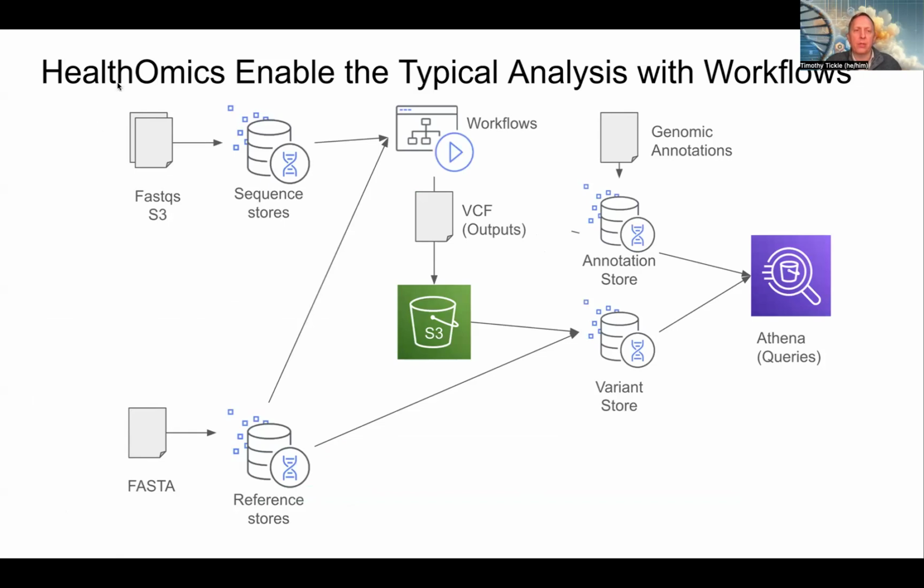Firstly, your samples are turned into sequence stores, your reference genome is turned into a reference store, and both of those are combined together into a workflow that processes those samples. The results are VCF files that hold your mutations, and those VCF files are put in S3 buckets. Your VCF outputs are turned into a variant store, and your ClinVar annotations, for instance, are turned into an annotation store, and both of those can be queried in Athena, which I can show you right now.